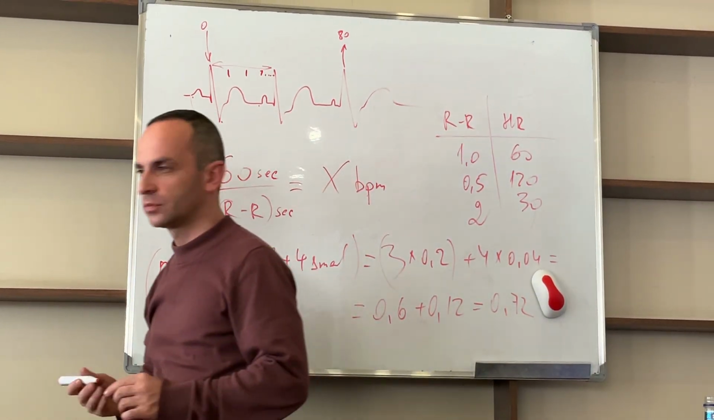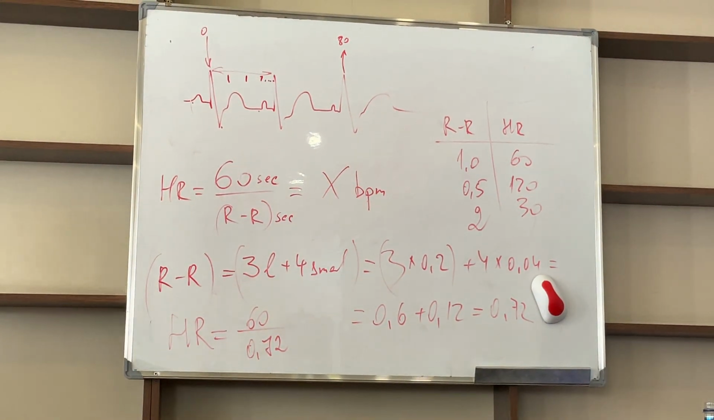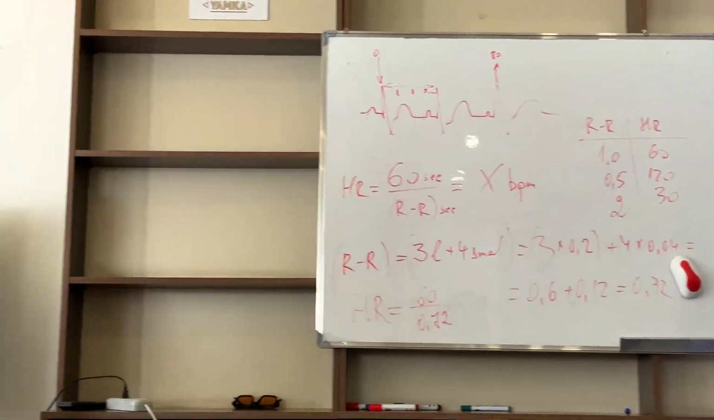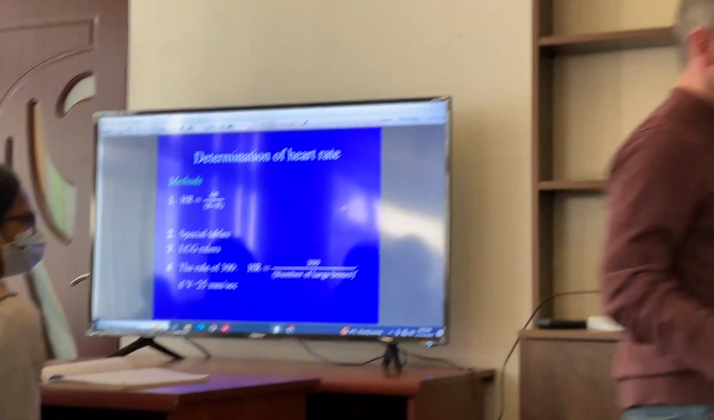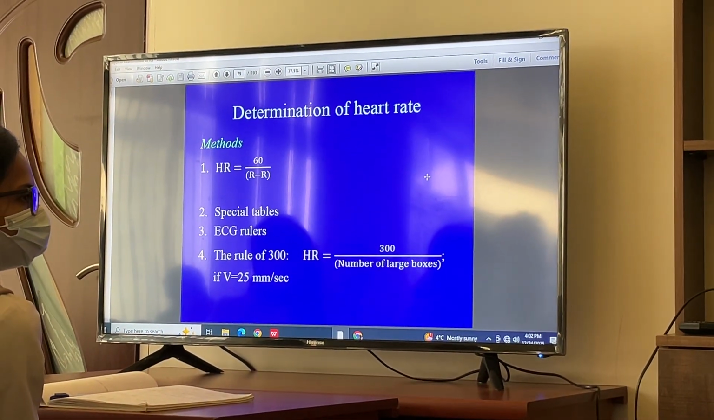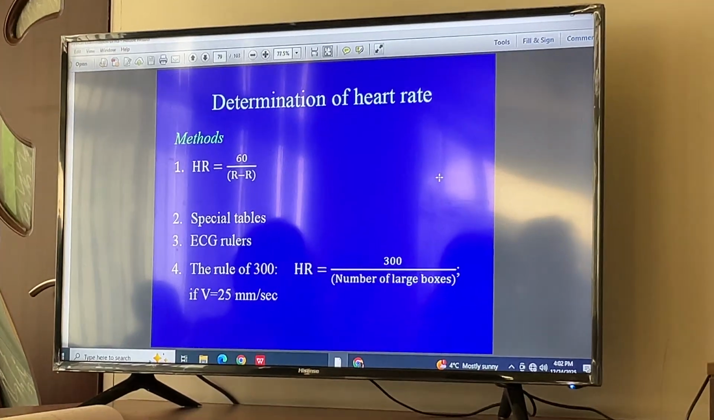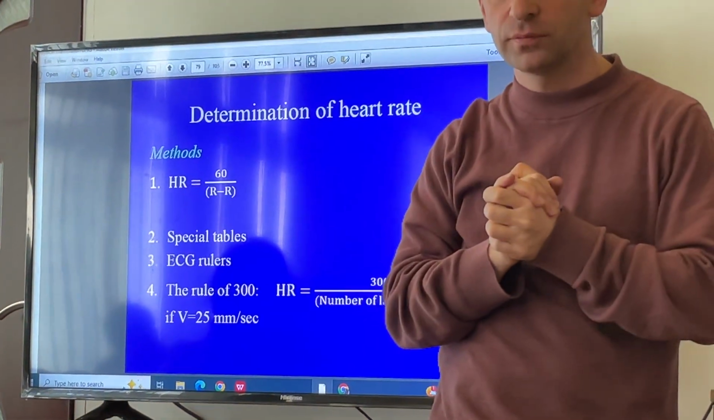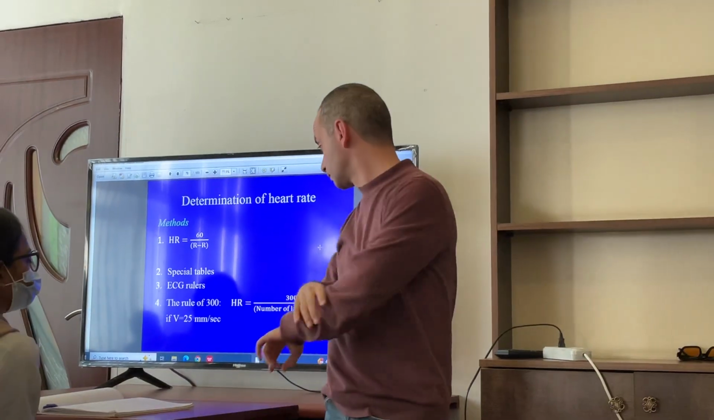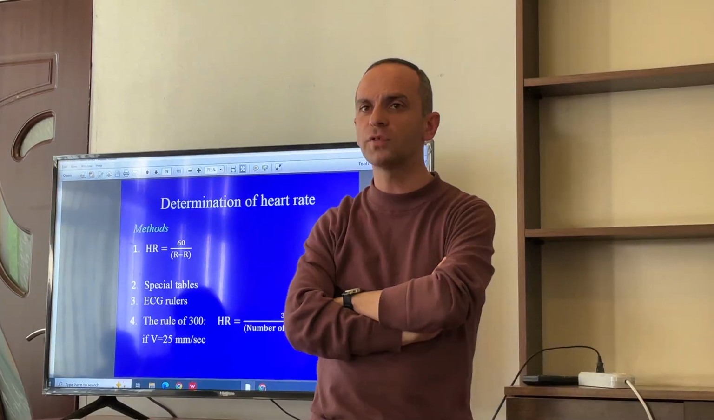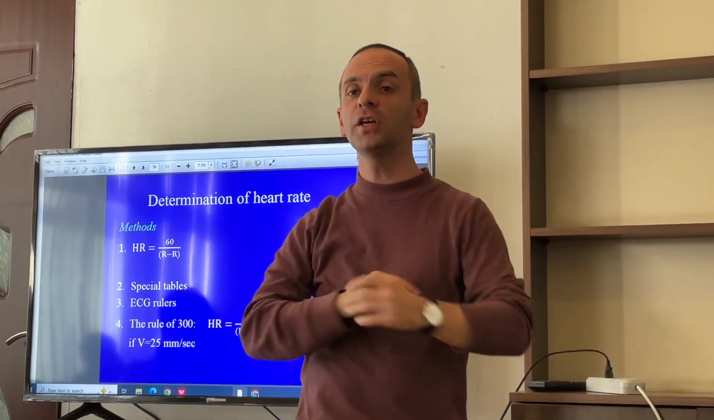It is also used. To be honest, none of them is used very often; very often we do it visually. The last one, yes, it is practical. It is called the rule of 300. If paper speed is 25 millimeters per second, heart rate will be equal to 300 divided by the number of large boxes between them.